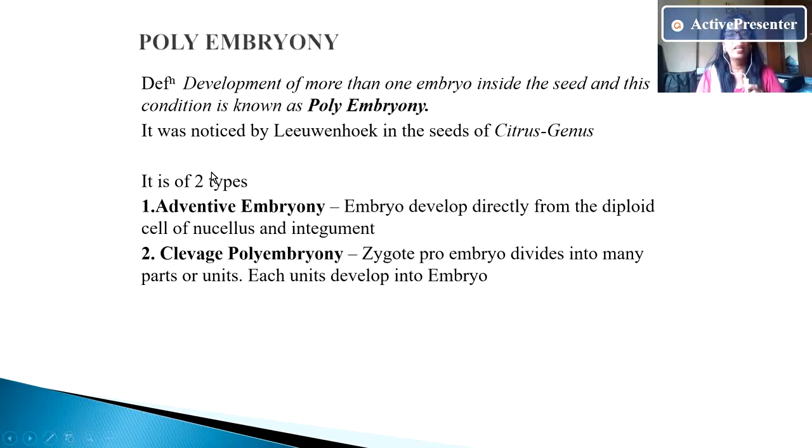Polyembryony, that is development of more than one embryo inside the seed, and this condition is known as polyembryony. It was noticed by Leeuwenhoek in the seeds of Citrus genus. It is of two types: adventive embryony, embryo developed directly from the diploid cells of nucellus and integument; cleavage polyembryony, that is zygote proembryo divides into many parts or units, each unit develops into embryo, that is cleavage embryony.